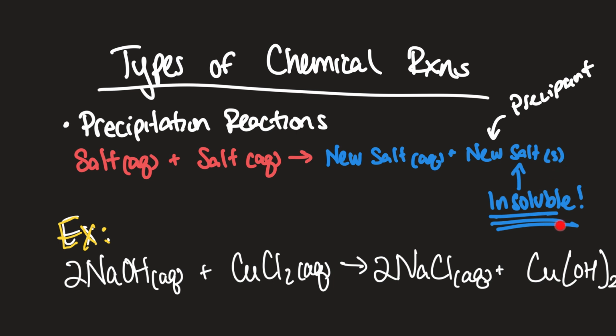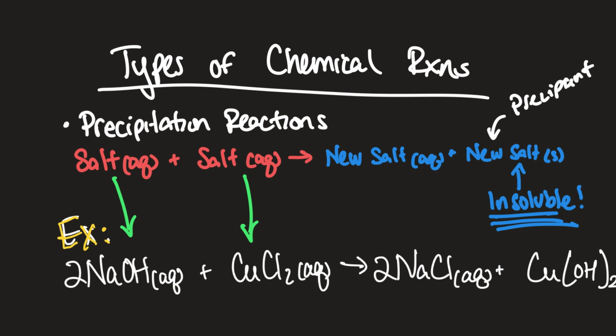You're going to make a solid that is insoluble within the solution. That solid was not there initially. So here's an example, right? We have sodium hydroxide. All right, so sodium hydroxide is this aqueous salt here, and you're going to mix it with copper(II) chloride aqueous solution. So that's your other salt solution.